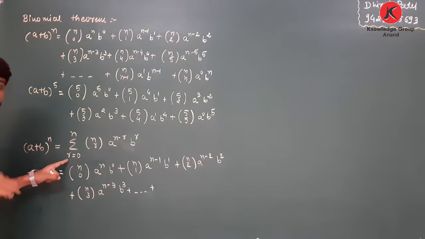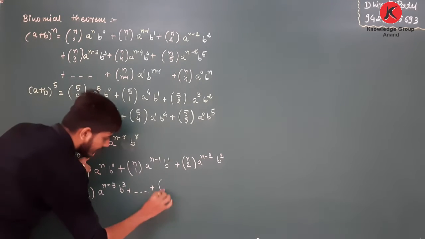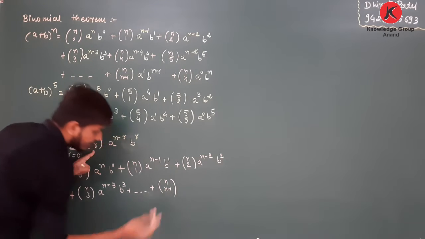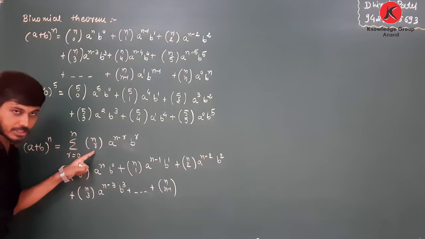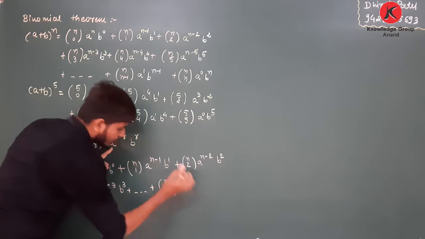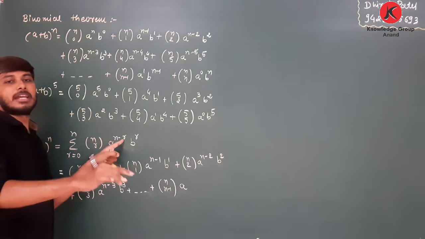Second last term, that means r equals n minus 1. So put r equals n minus 1 here. We are getting nC(n minus 1) a raised to n minus (n minus 1).